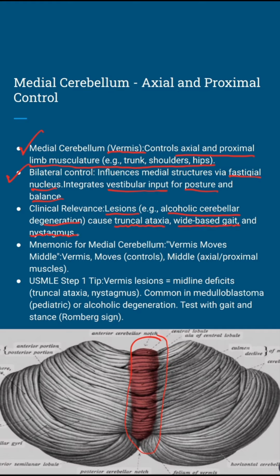Our mnemonic, vermis moves middle, helps you remember: the vermis controls the middle or axial muscles. A classic question here would be: a patient with nystagmus and unsteady gait has a lesion where? The answer would be the vermis. Test this with gait and stance, like the Romberg sign. This slide is key for midline deficits, so let's move to the lateral cerebellum and how to test its functions next.